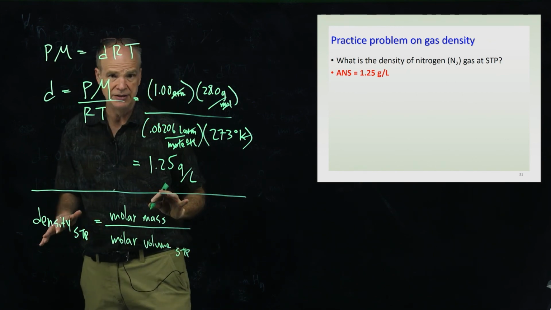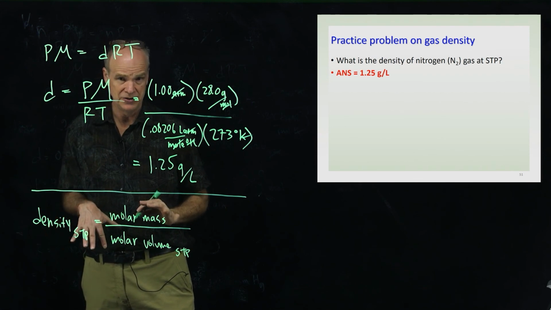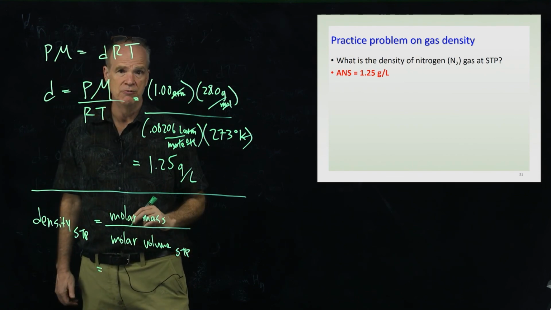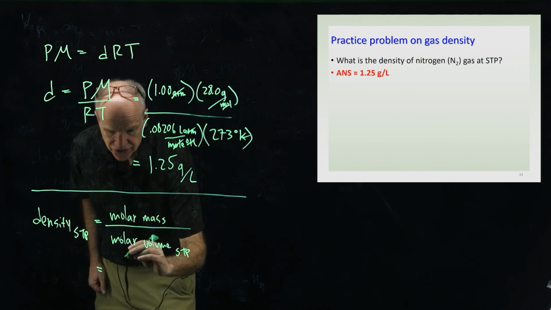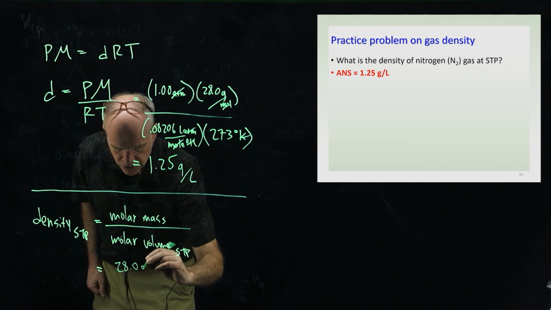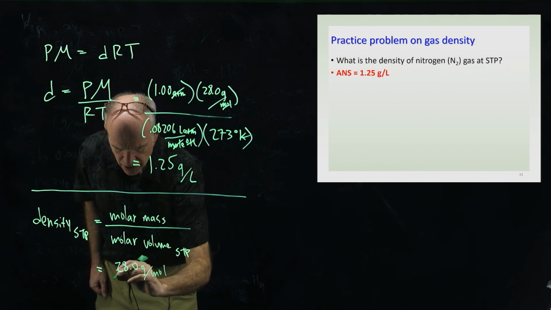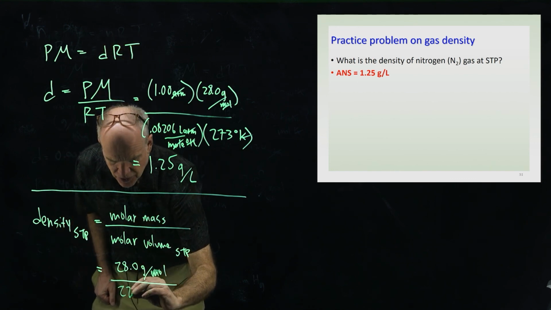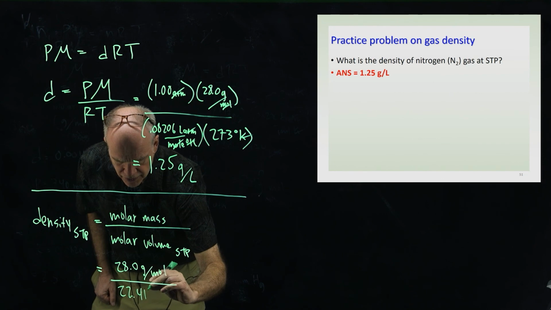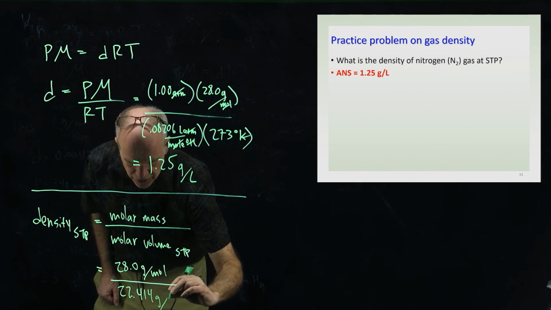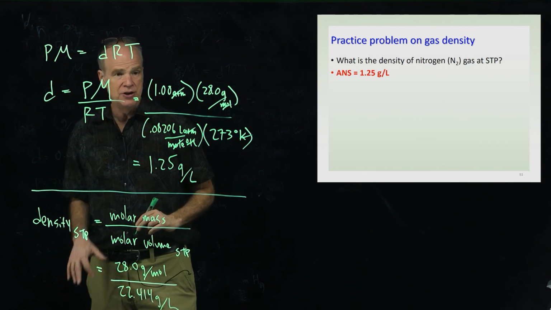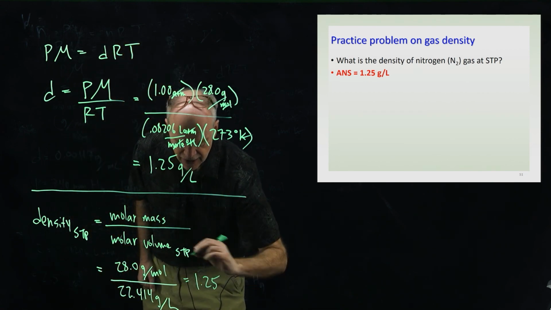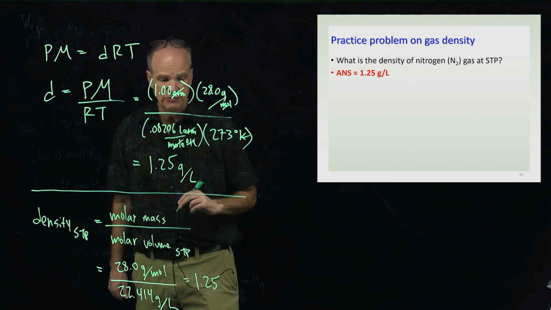And so let's go ahead and quickly see if we get the same answer but using this equation. So we are at standard temperature and pressure. We know what the molar mass of the gas is. It's 28.0 grams per mole. The molar volume of the gas at standard temperature and pressure is 22.414 liters per mole. Okay, so if you do the math here, I think what you'll find is 1.25. But let's just confirm it's in the units that we think it should be.